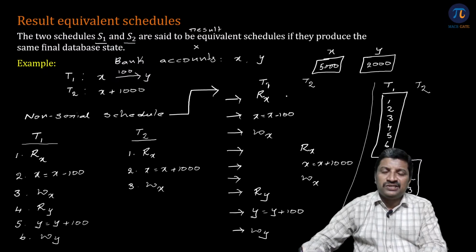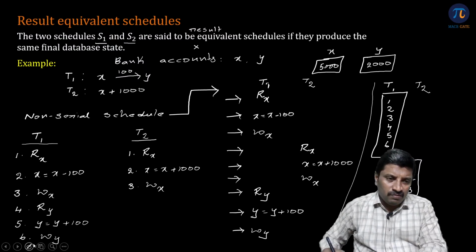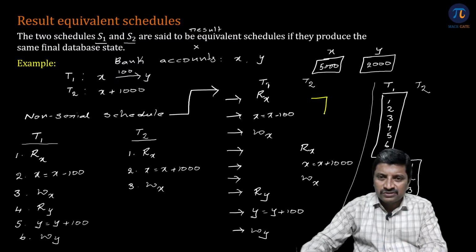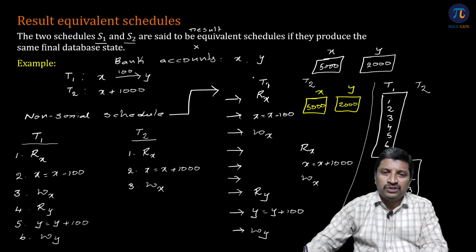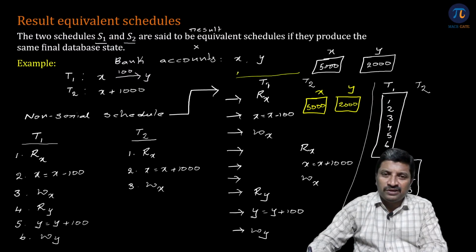First, let us consider this situation. Again, let me write the values of X to have more clarity. This is my X, this is my Y. This is 5000. This is 2000. If you do this schedule, assume this is my schedule 1.